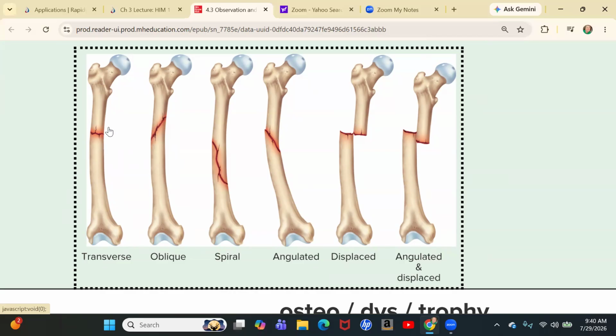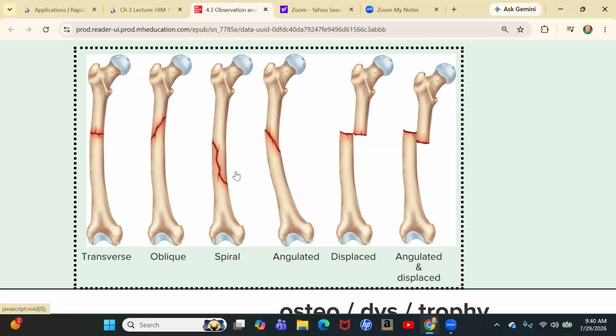Think back to chapter 2, when we learned some of these planes. Remember the transverse plane, the oblique plane that we talked about when we were looking at dividing the body into anterior, posterior, dorsal, ventral planes. That's where this one gets its name from, transverse meaning across. So this is a transverse fracture. Then you have an oblique. That term oblique means at an angle.